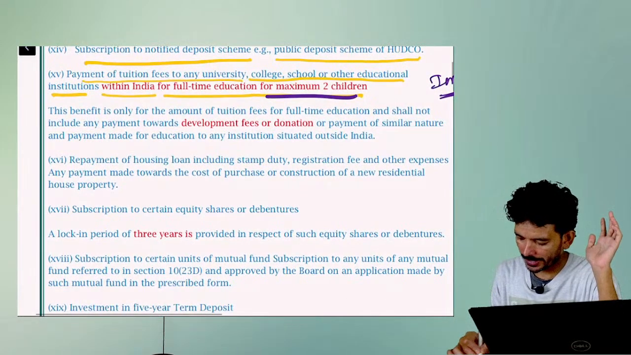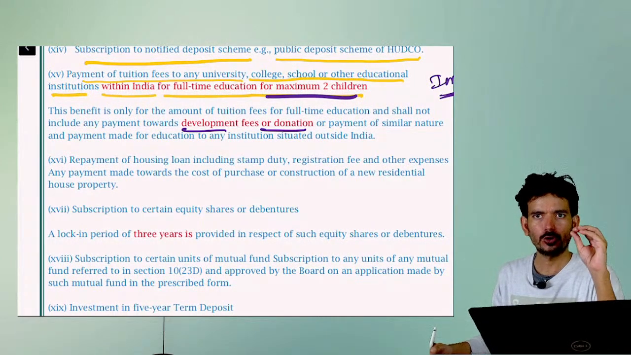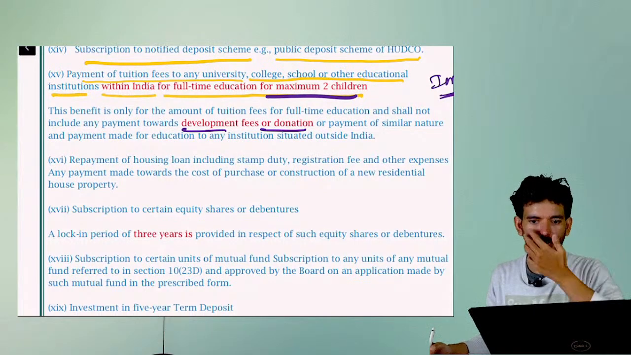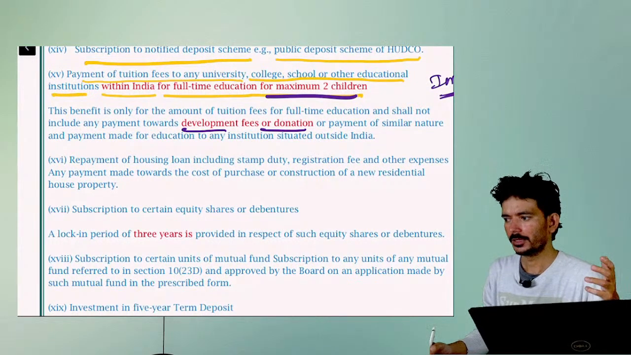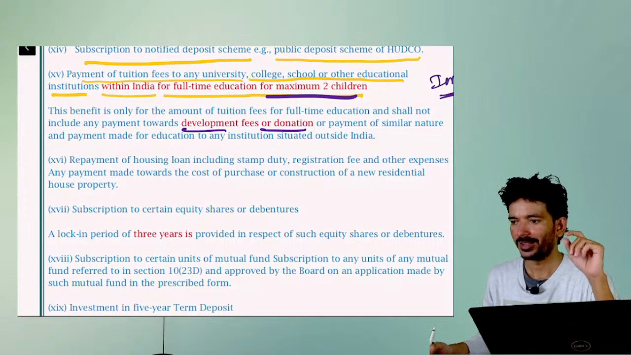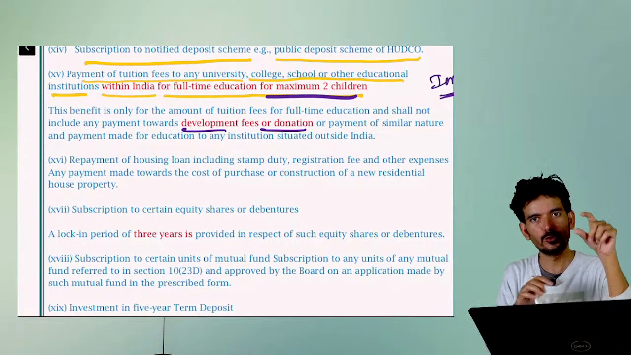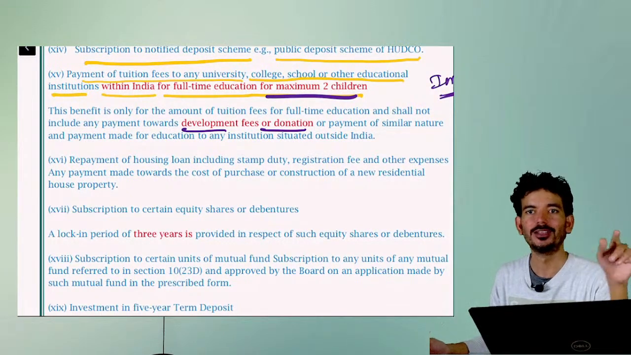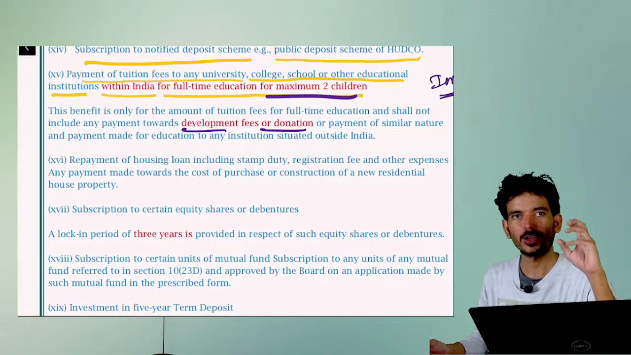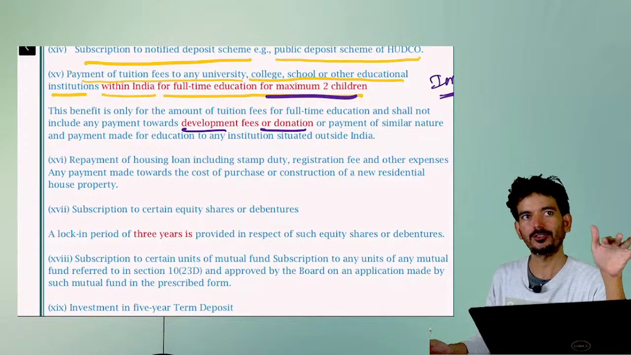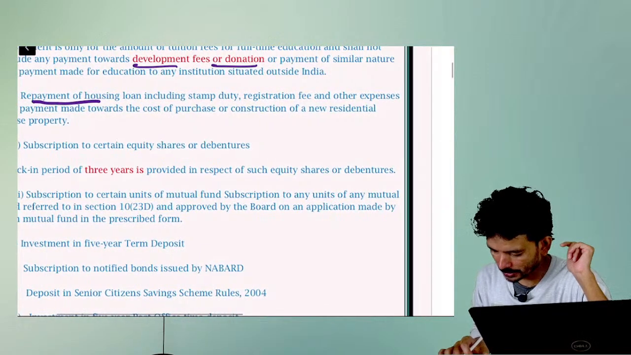Okay, but if at all you pay anything, something like a development fee or a donation or any other name like that, it is not eligible. Generally, if you go to school, say for your niece or nephew, they will have a list of things. Of that, only the tuition fees is eligible. Donation fees, this fee, that fee, all fees they will put. That is not eligible. So you have to specifically mention it as tuition fees, then only that will be eligible under 80C. Okay, so repayment of housing loan, this is also absolutely important, guys.